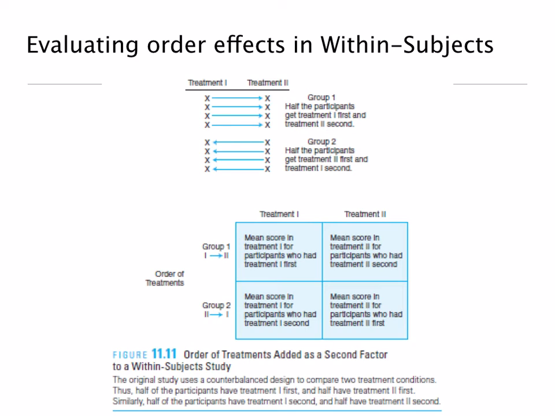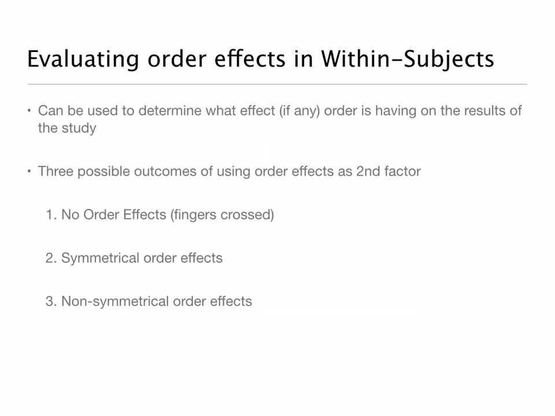But by looking at order as an independent variable, we're able to evaluate if there are order effects and if this could be impacting the findings that we're getting for our differences between treatment 1 and treatment 2. So again, when you're evaluating these order effects, we're really just trying to see if there are any. Our main purpose for using order as an independent variable, for using it as a factor, is just to determine, do we have order effects?